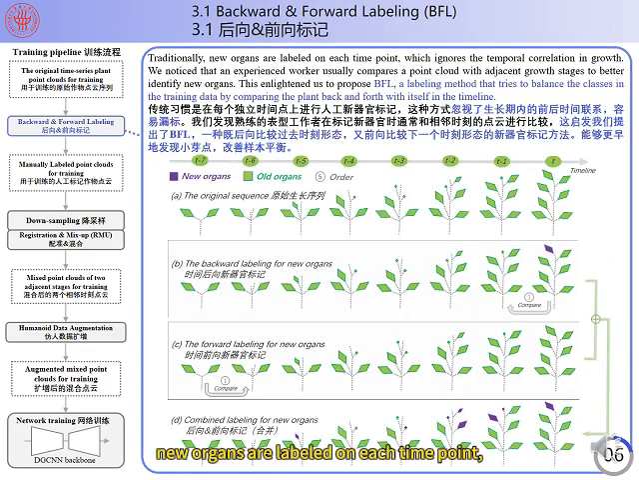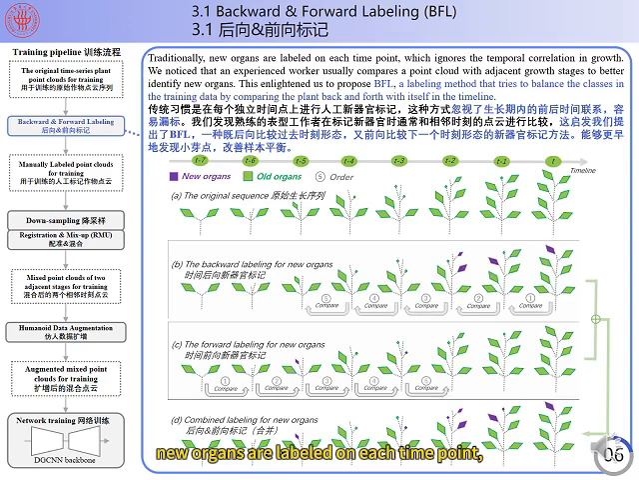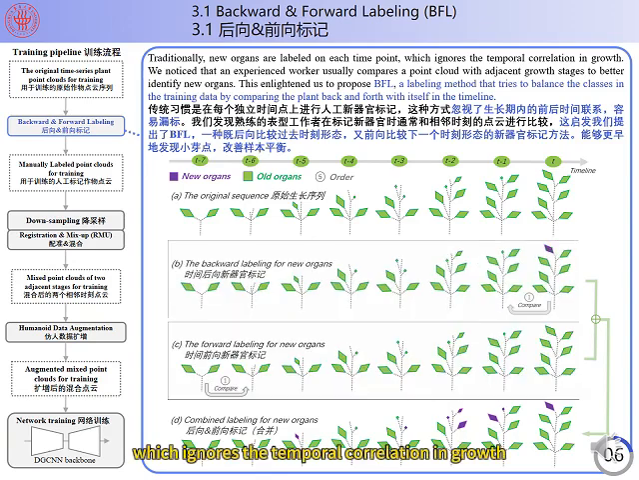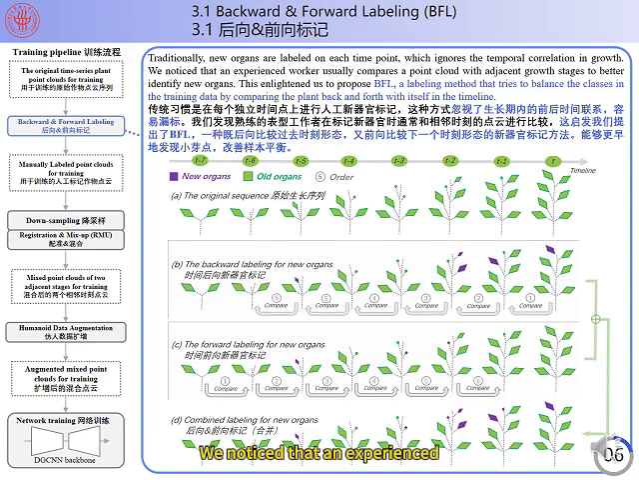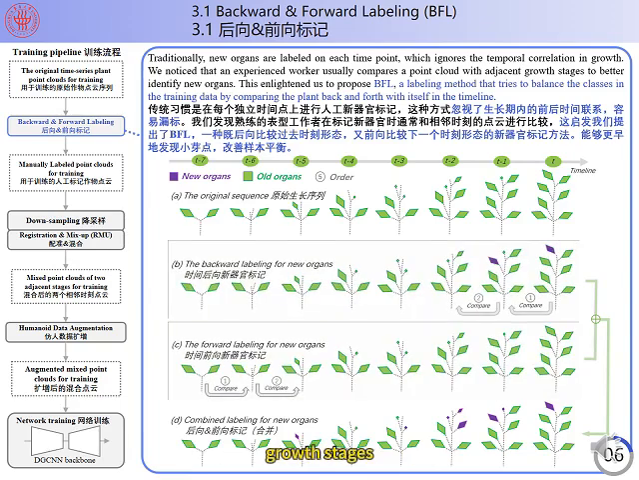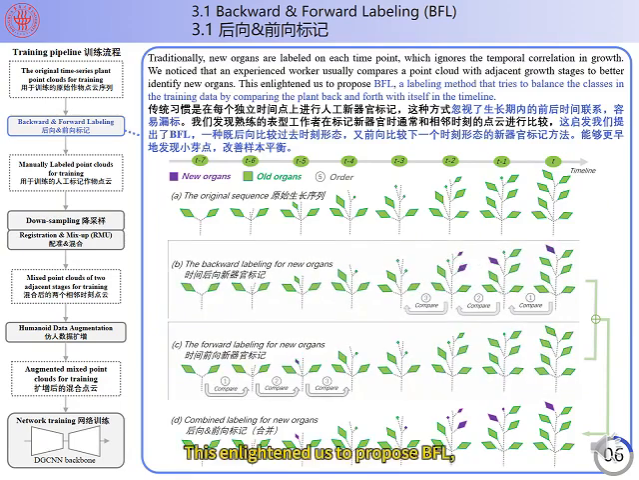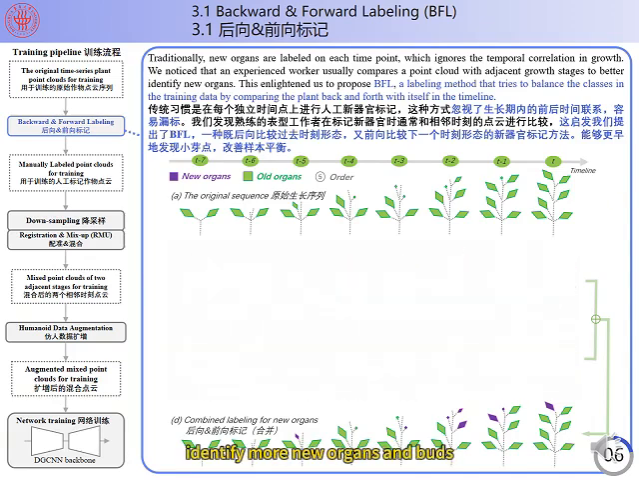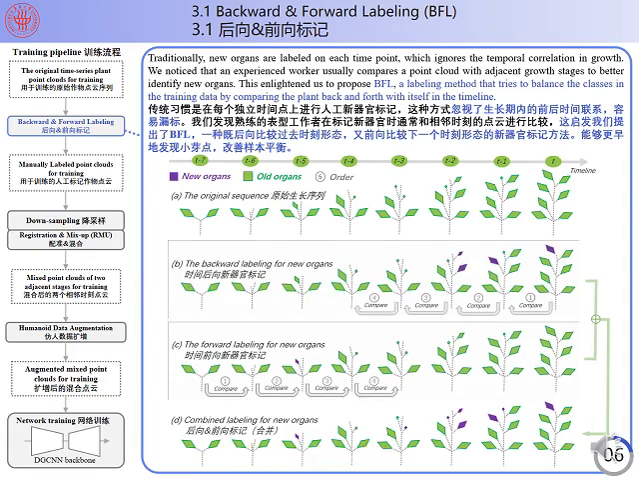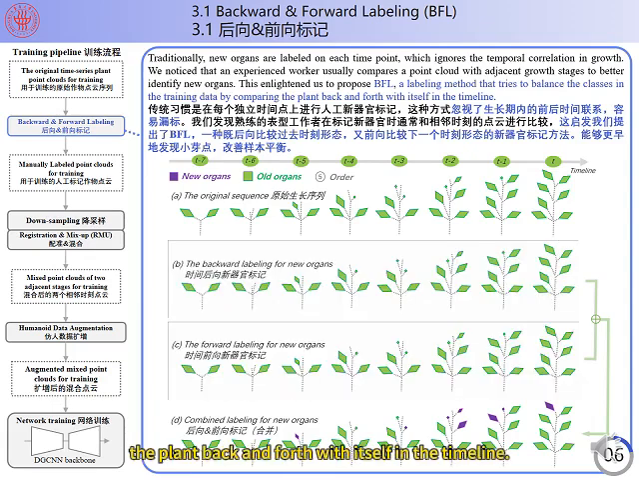Traditionally, new organs are labeled on each time point, which ignores the temporal correlation in growth. We noticed that an experienced human worker usually compares a point cloud with adjacent growth stages to better identify new organs in growth. This enlightened us to propose BFL, a labeling method that tries to identify more new organs and buds in the training data by comparing the plant back and forth with itself in the timeline.